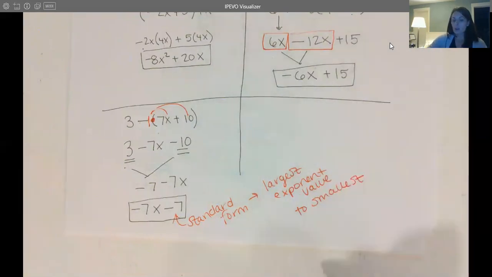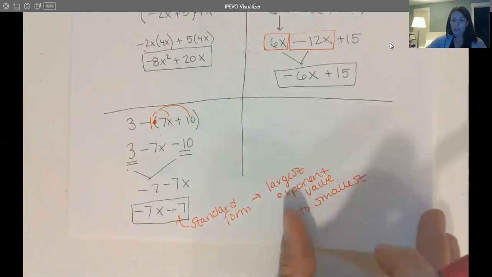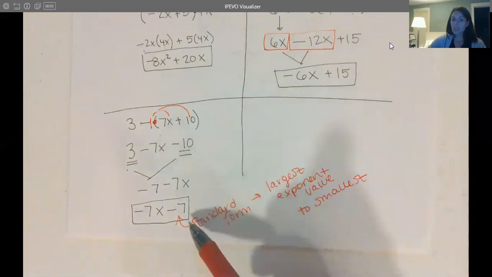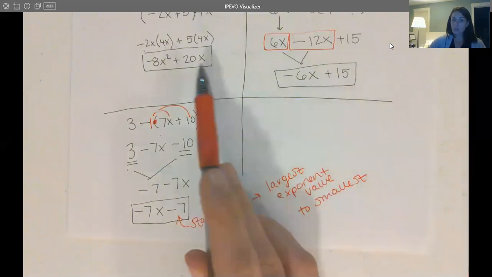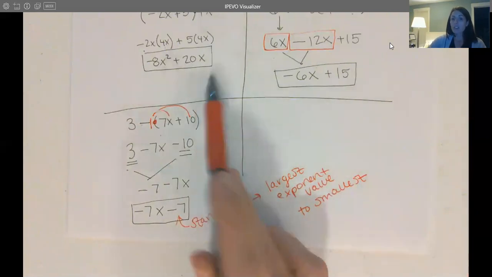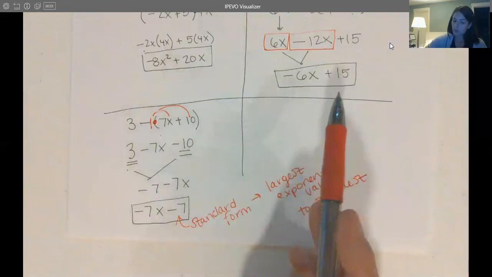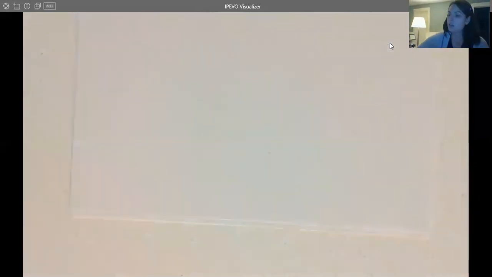Okay, so I'm going to transition to just looking at a couple problems that have like terms in them, and we're going to focus on this idea that when we write an answer, we want it to be in standard form, that we want it to go from the largest exponent to the smallest exponent. And our constant term is always going to be at the end of that, okay? So let me give you a few examples. Actually, I can just use this sheet here.